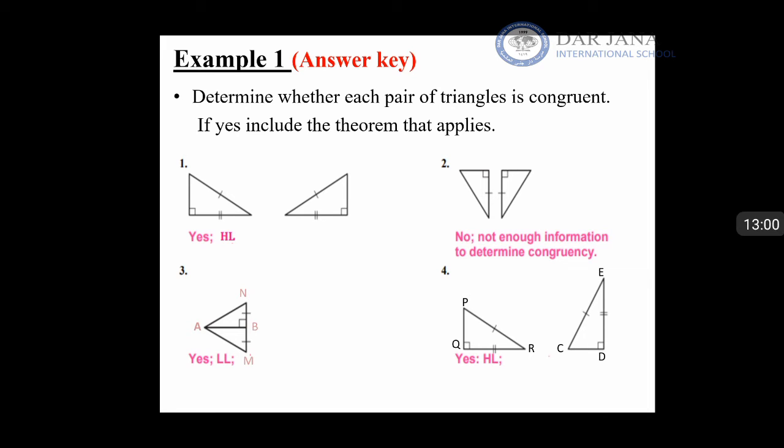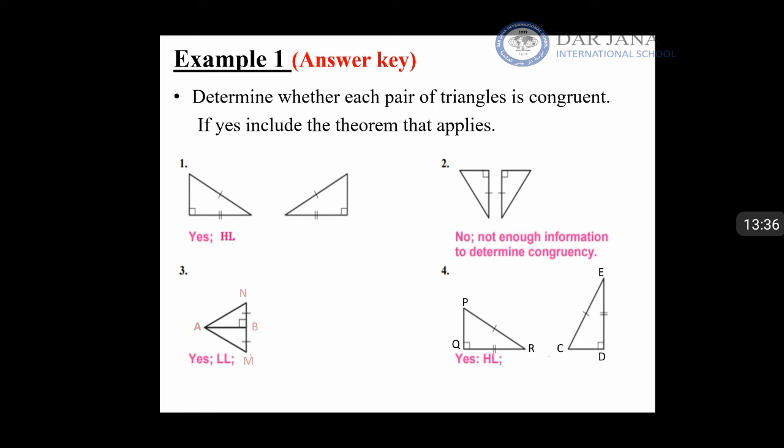Let's move to exercise number 3. As you can see, we have BN congruent to BM. So we have the leg in the first right triangle congruent to its corresponding leg in the second right triangle. And if you notice, AB is a common leg. AB is the leg in the first triangle, and also AB is a leg in the second right triangle. So we have the two legs in the first right triangle congruent to their corresponding legs in the second right triangle. So those two triangles are congruent using the leg congruence theorem.